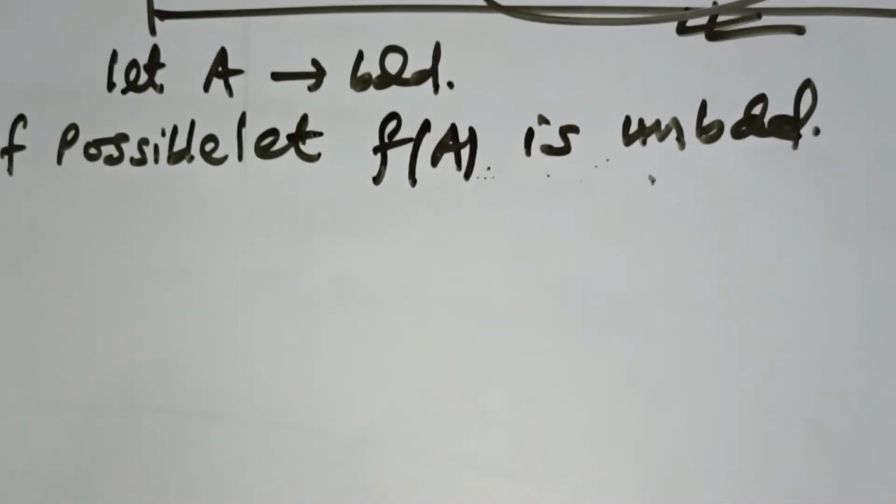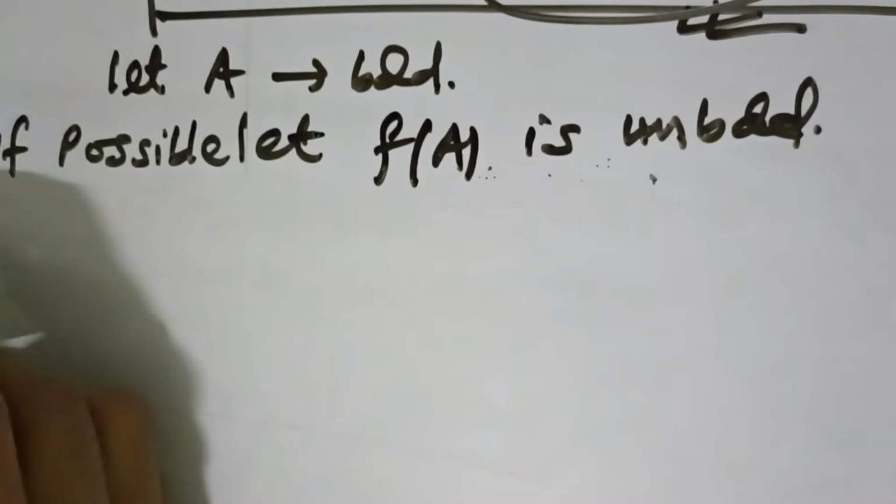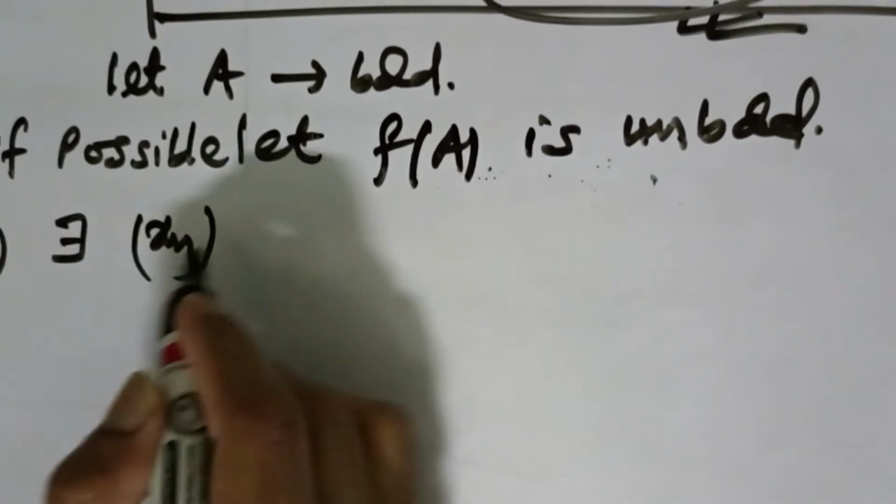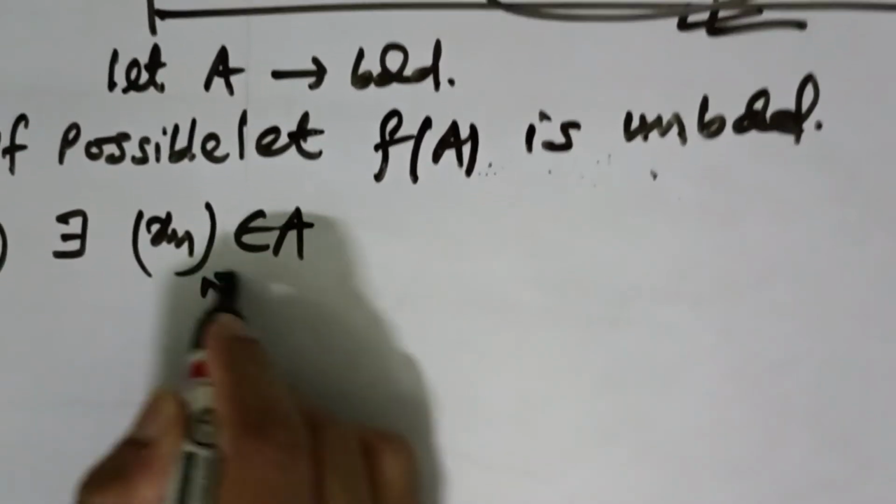If possible, let f(A) be unbounded. If f(A) is unbounded, then we can always write that there is a sequence x_n in A, n greater than or equal to 1.